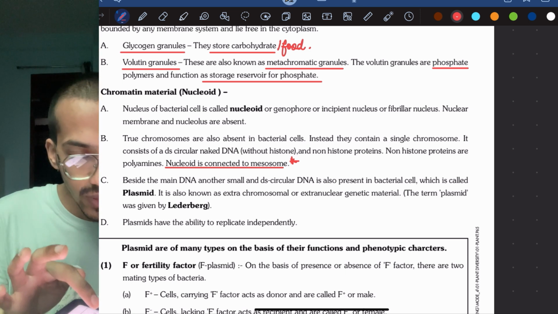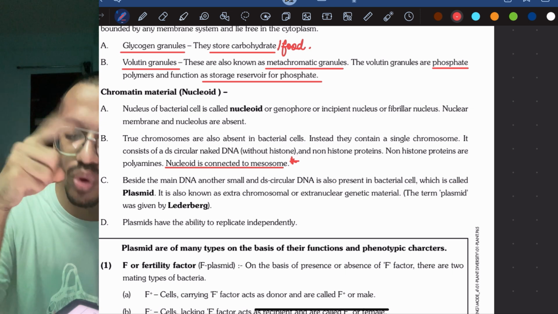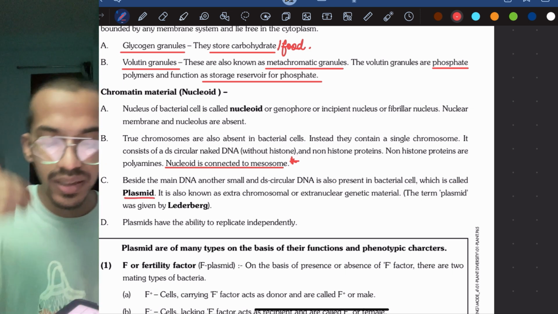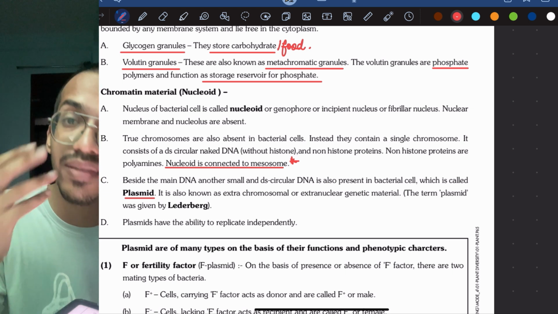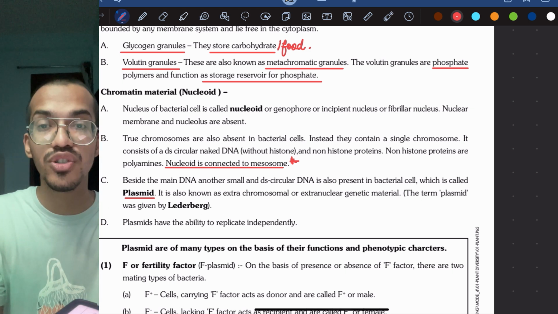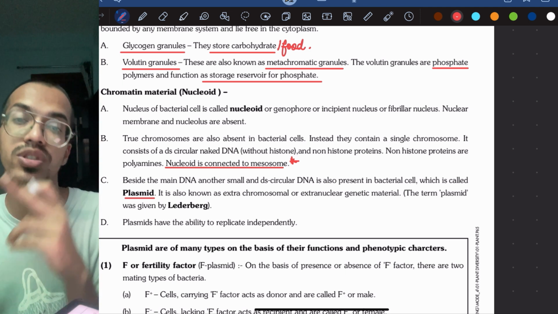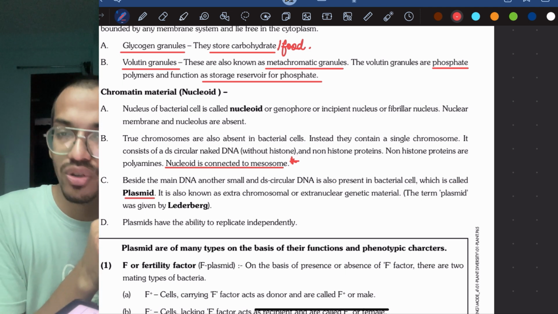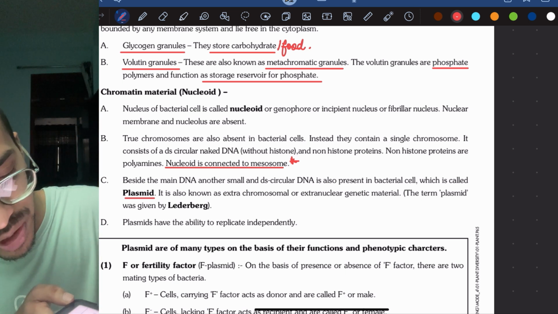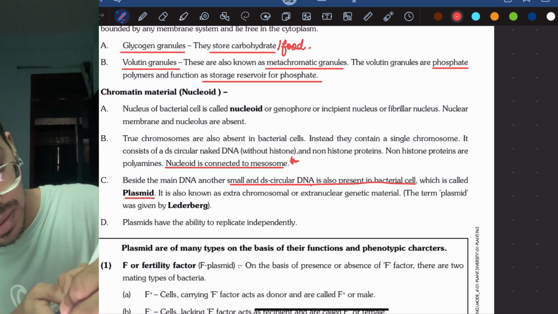Now the next thing is that certain smaller fragments of this DNA are also present, which are called what? Plasmids. Plasmids carry certain extra features and they can replicate on their own. This means the whole DNA replication of the nucleoid will be done with the help of mesosomes. But there are certain small fragments of DNA that are called what? Plasmids. These are the smaller double-stranded DNA present in the bacterial cell. This is called a plasmid.